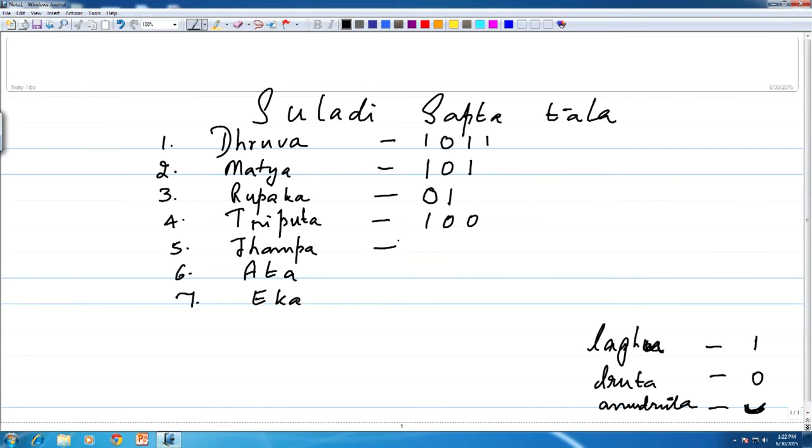Jampa Tala is the only Tala that uses this other anga, that is Anudruta. It is 1 laghu, 1 Anudruta and 1 drutam. Atta Tala is 2 laghus followed by 2 drutams. Eka Tala is just a laghu. So these are the Sapta Talas.